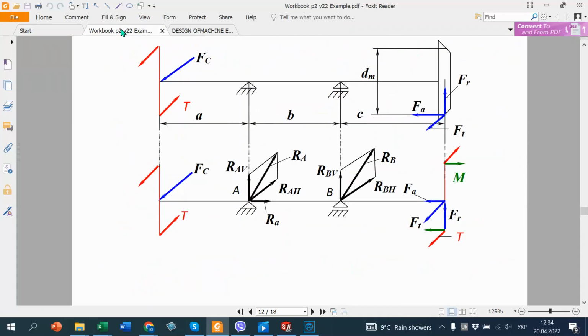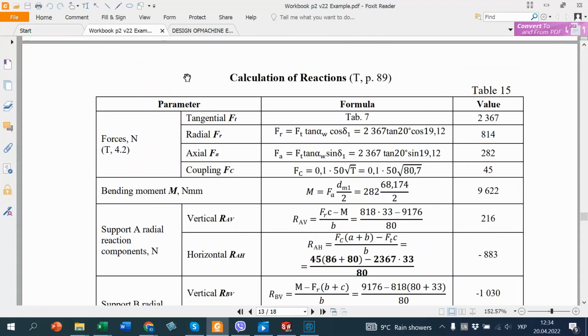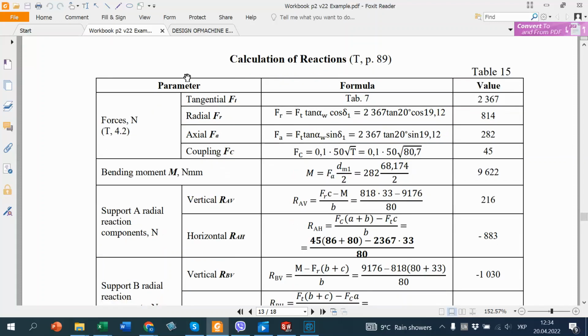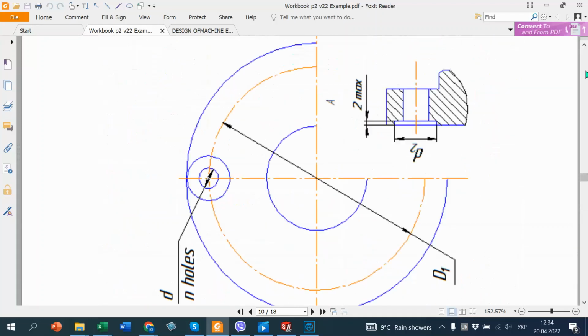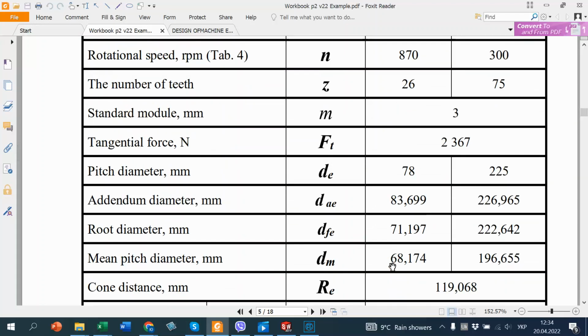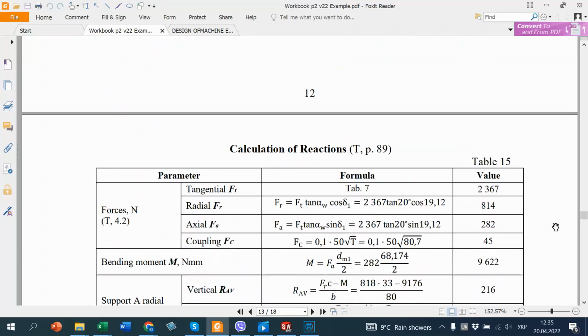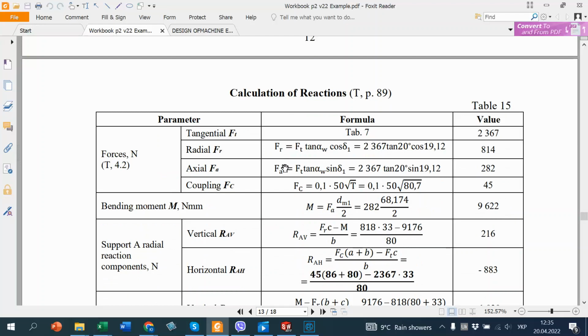Then let's consider this formula. Tangential force Ft in table 7. dm, mean pitch diameter, here. Then radial and axial forces.